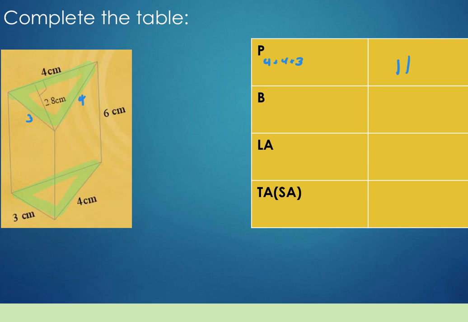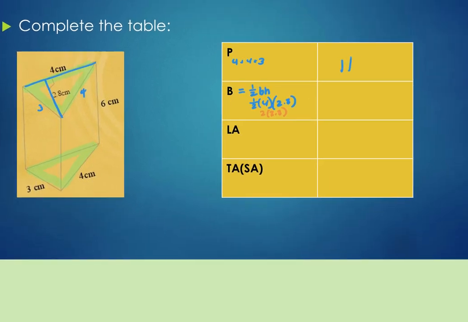Base area, this is a triangle, so it's 1/2 base times height. Now we're talking base of the triangle, which was the 4. And the height of the triangle, which they also give you, is 2.8. So this would be 2 times 2.8, or 5.6.